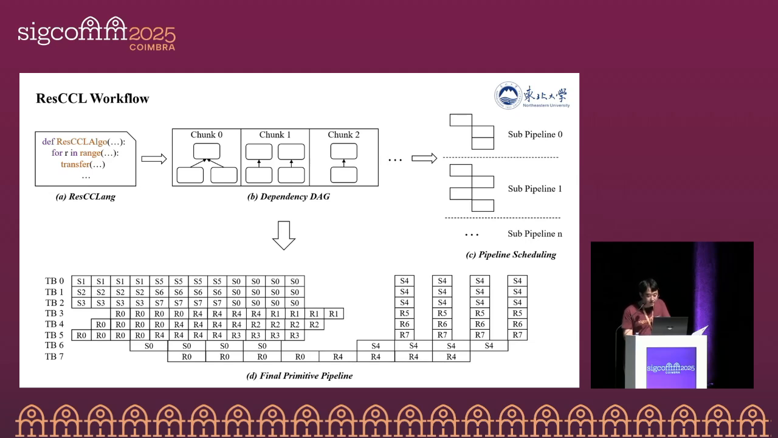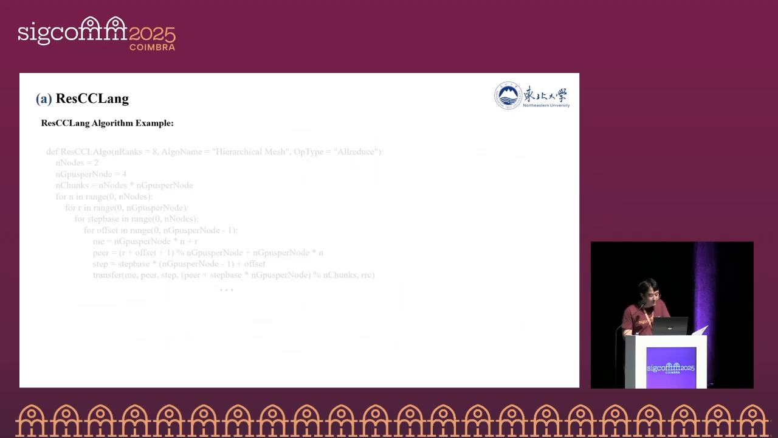ResCCL seamlessly integrates algorithm design with execution optimization. In essence, we break down the algorithm's original pipeline, reassign dependencies at a finer granularity, and schedule dependency-free primitives across macro-batches earlier to fill idle periods caused by blocking execution thread blocks.